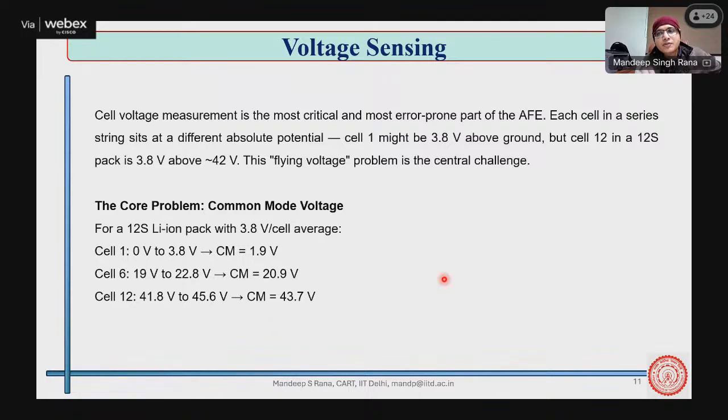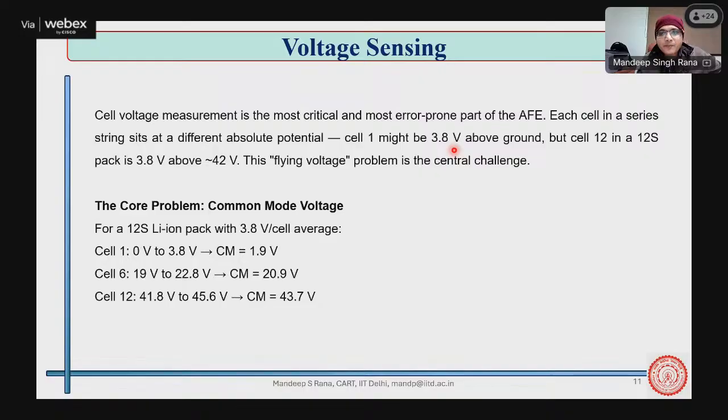Now, if you just look at, let's say, voltage sampling or voltage sensing, how problematic it is when we come to real life scenario. So, one thing we need to understand is that it is very critical, very prone to error. And you can think like this, that there could be various cells. One cell may be at 3.8 volt, another can be at 3.9 volts or something like that.